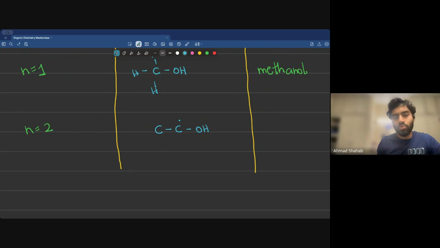This carbon has already two bonds. It needs two more, so two more hydrogens attached to it. This carbon has one bond. It needs three more, so three more hydrogens attached to it. And the name of this particular compound is going to be ethanol.